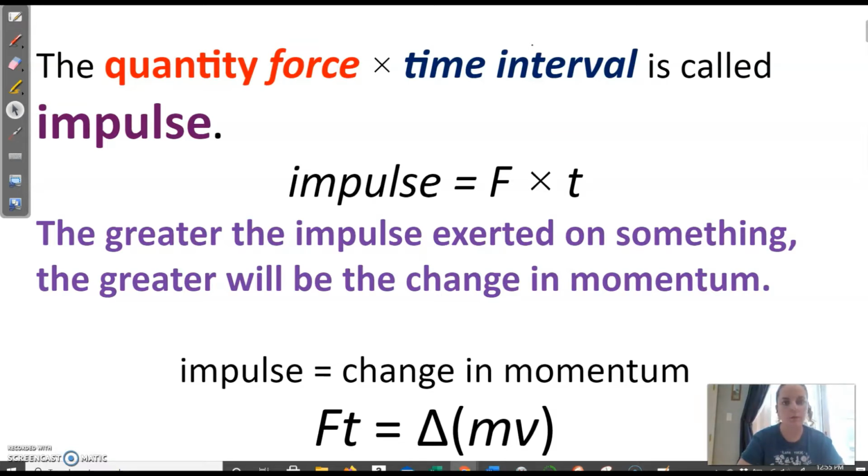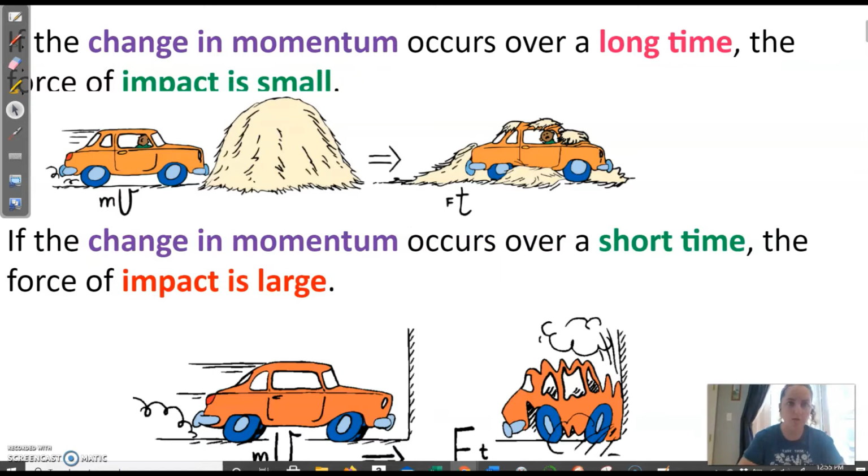So the longer that you apply a force, the more change in momentum is going to occur. Now, the mass doesn't necessarily change, like when you're hitting a baseball, but the velocity will. If we're driving a car and suddenly have to choose whether to hit a haystack or a wall, we want to make the right choice, right? If we have to change our momentum from a velocity of 25 meters per second to a velocity of 0 meters per second, then the haystack is the best choice.